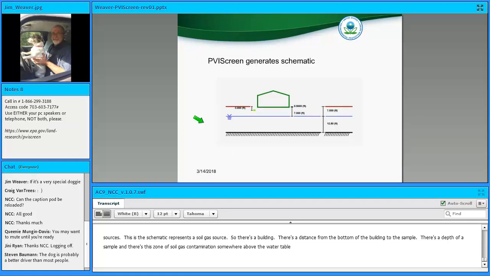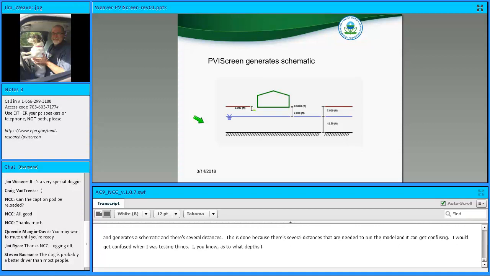Okay. So one of the things we'll see in PVIScreen is that it then takes what you've put in as input and it generates a schematic. There are several distances, and this is done because several distances are needed to run the model, and it can get confusing. I would get confused when I was testing things, as to what depths I'd really put in. So you can see it visually.